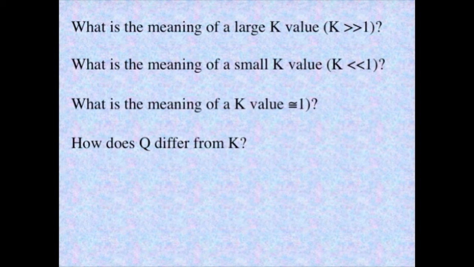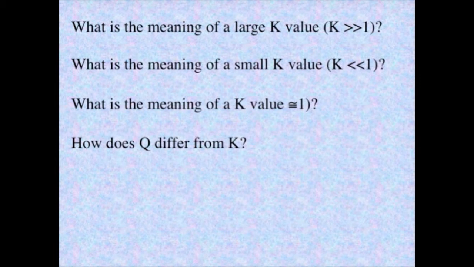What's the meaning of K about equal to 1? That's when you have about equal concentrations of products and reagents. And how does Q differ from K? Q is merely the symbol representing the ratio of product concentrations divided by reagent concentrations.